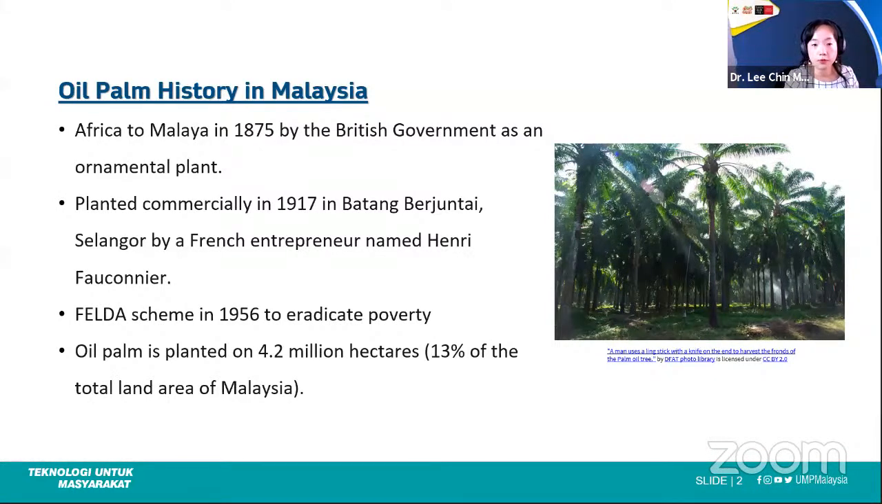And in 1956, the government launched the FELDA scheme to eradicate poverty and also to develop the rural area. Since then, the palm oil has been planted on a large scale in Malaysia. And now, oil palm is planted on 4.2 million hectares, which is 13% of the total land of Malaysia.